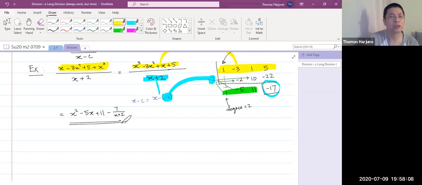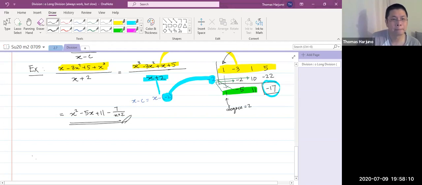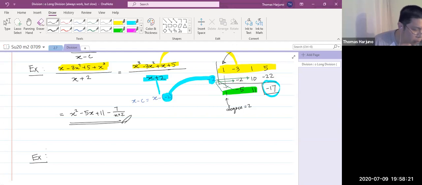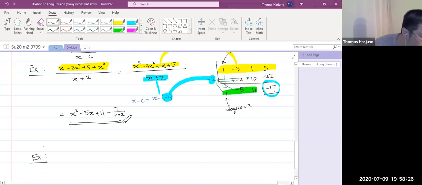Okay, now let's do one example. Let me pick it from the book. This kind of polynomial division can be done actually very, very fast. Extremely fast. So let's say I do number 30: -2x to the 4th plus 10x minus 3 over x minus 3.